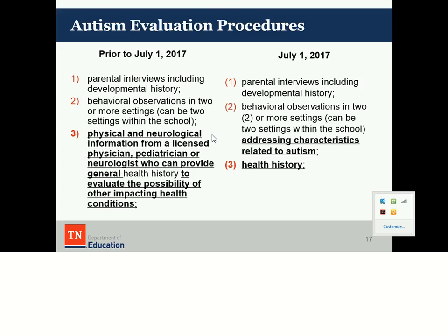So previously it was required that we obtain information from a physician or neurologist, associated with general health history, and we're also trying to make sure that we determine that there's nothing else health-related causing the potential characteristics that we're observing. So that changed, and we're now just required to have a health history. Some parents may be able to provide a thorough history without having to go to a physician. However, this is the team's decision on whether or not you feel like more information is needed in order to make sure that you have the appropriate category that you're evaluating for needs in special education services. And so if you feel like you need more information, of course, please reach out to the physician. Please get more information to help the team make the best decision for the student.